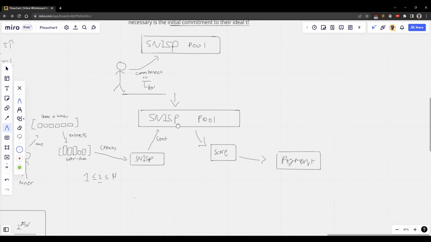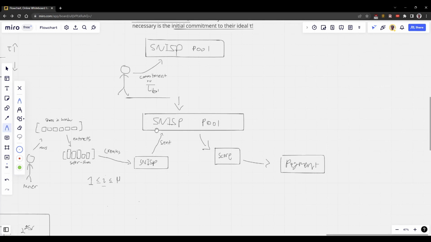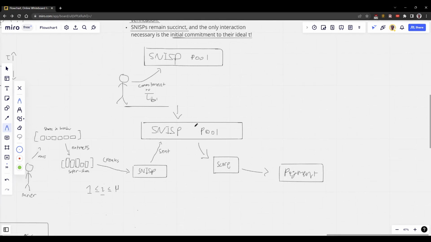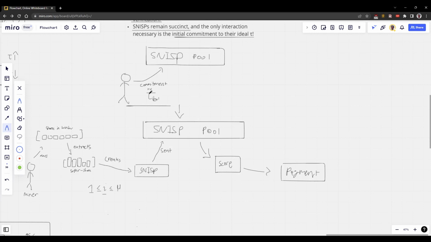The SNISP pool can easily verify the SNISP just by checking if it is good, and if it is good, the miner receives a score and a payment on the blockchain. And really, that's the core of the SNISP protocol and how it really works. So miners are committing to their ideal TAW value, and then eventually creating SNISPs using that ideal TAW. And those SNISPs are sent to the pool contract to eventually be verified and show up as a payment on the blockchain in the end.